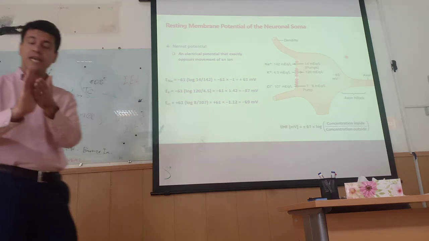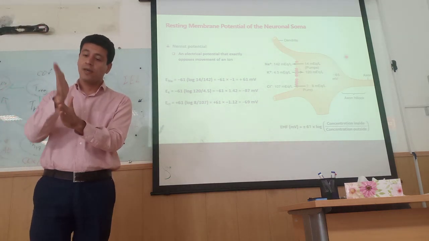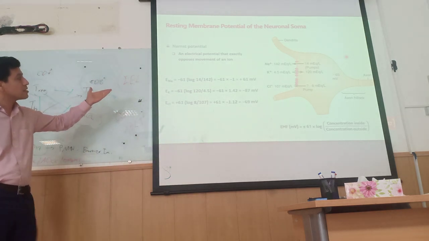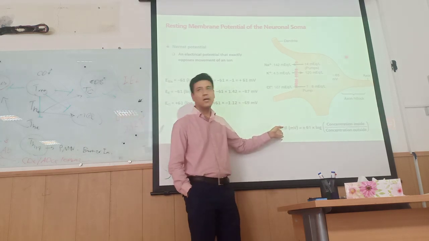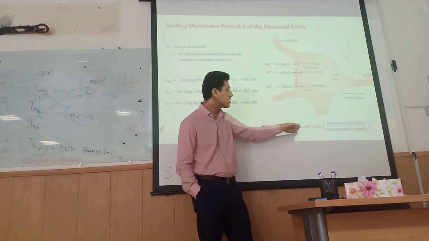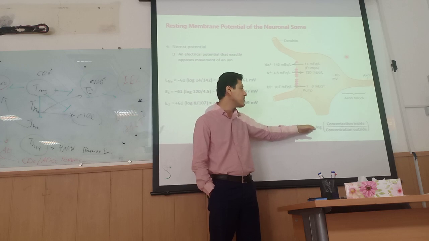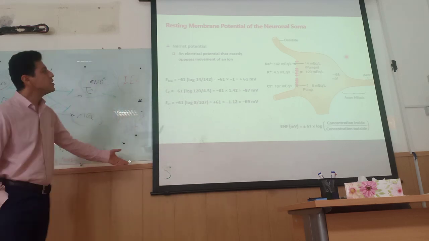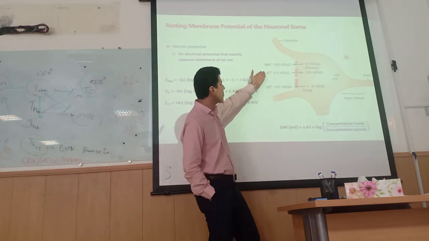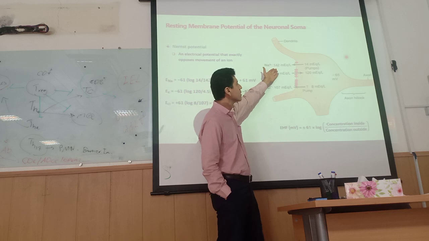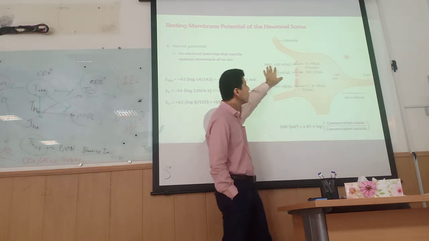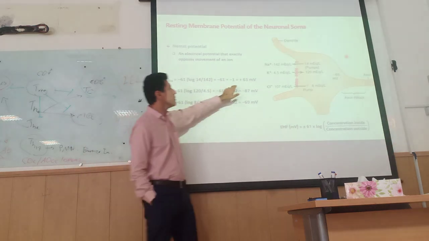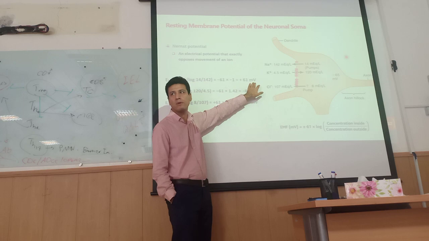So in order to calculate the potential at which the ion movement is stopped, we need the Nernst potential. It's like this: Nernst potential, electromotive force, equals plus or minus 61 times the logarithm of the concentration inside over the concentration outside. For each ion we have different concentrations. So sodium is 142 outside, 14 inside. You can put this in this equation, and then you will have a Nernst potential equal to plus 61 millivolts.